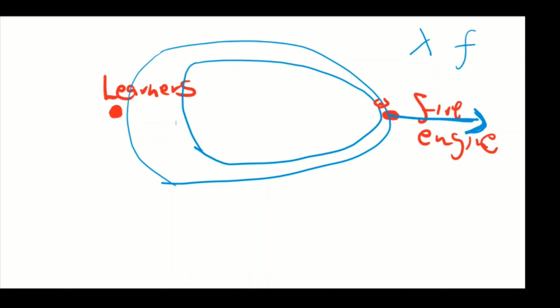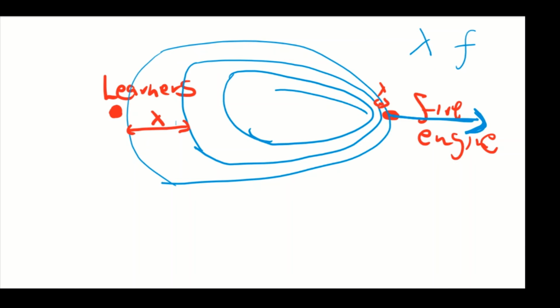Meaning that the distance between these wavefronts, which is lambda, is smaller towards the fire engine, but the distance between these wavefronts towards the learners is larger, right? That's the whole point of this. You make it larger here but smaller towards the fire engine, because it's the one emitting sound. So your diagram will basically look like this. That's how you can draw it. So this is your diagram.